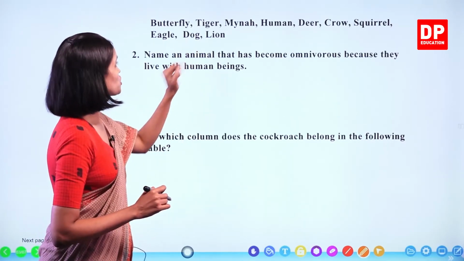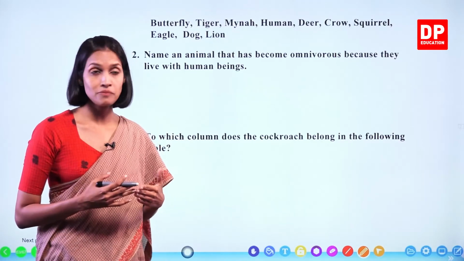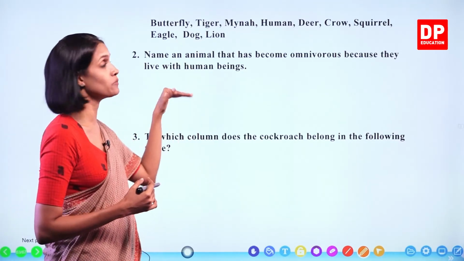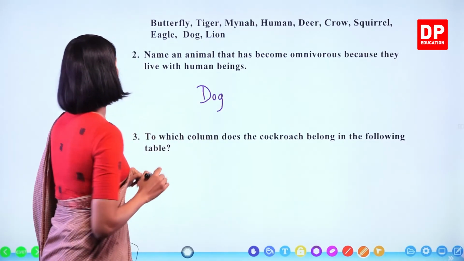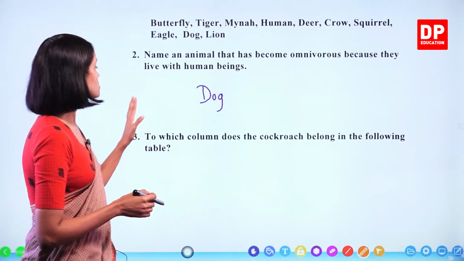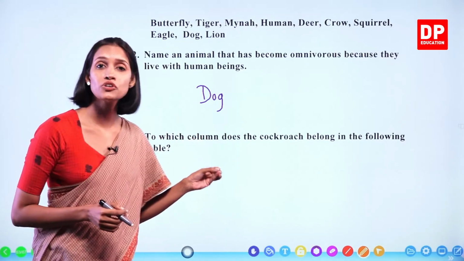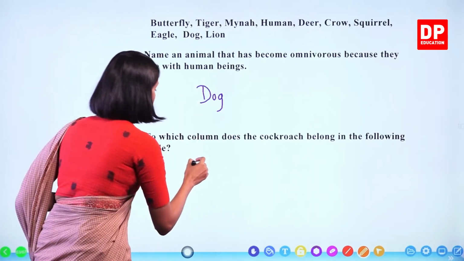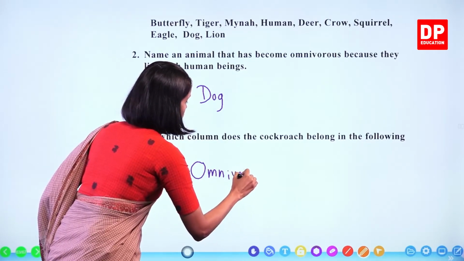What is the animal? Dog. Now, dog originally belonged to the carnivore family. But because of living with humans for a long period of time, they have become omnivores now. Dog. Number 3. To which column does the cockroach belong in the following table? Cockroach is an omnivore. Therefore, it belongs to the omnivore column.